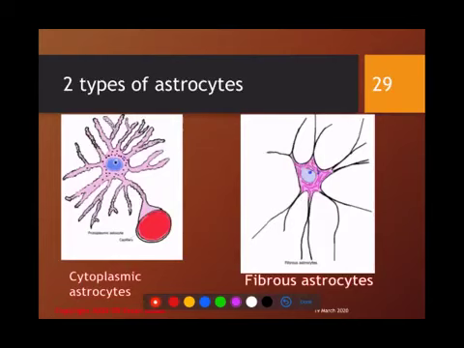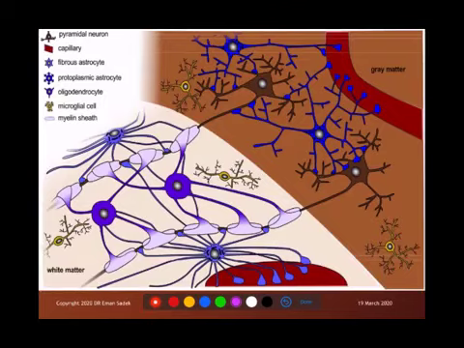Types. The astrocytes are actually two types. This one, which is called cytoplasmic, and this one, which is called fibrous. You have to know the differences between these two, and they are very nice differences. This one is present in the gray matter. This is the neuron present in the gray matter. The neuron is brown in color. This one is the astrocyte present in the gray matter. They take the nourishment from the blood capillary and supply it to the neuron, the body, in the gray matter.